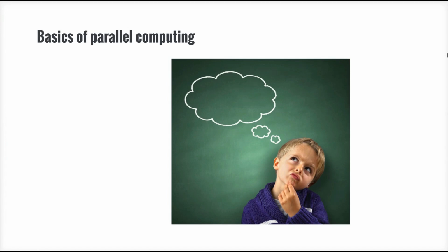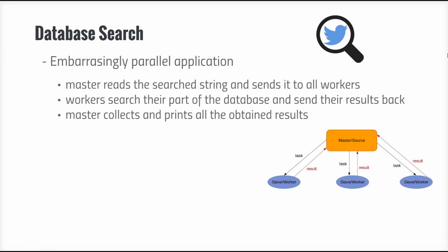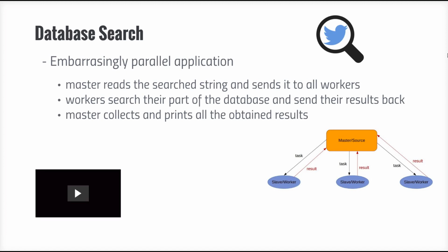So we wanted to start with something really simple, and the first application we developed was a database search, which is by nature an embarrassingly parallel application, and it allows the user to search for any string in a database of tweets, and it collects some information about the tweets that contain the given string. Let's have a look at the video.